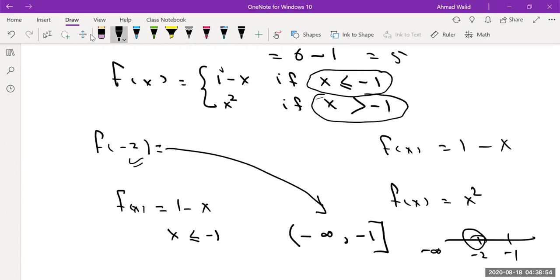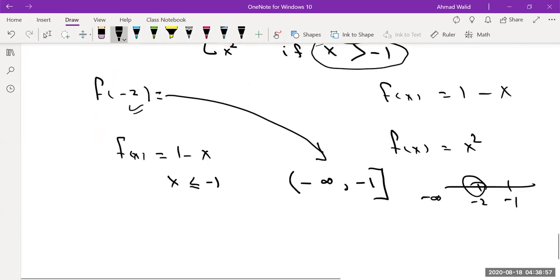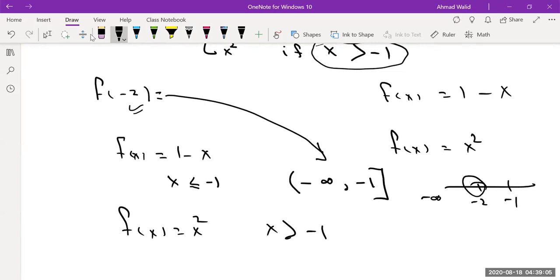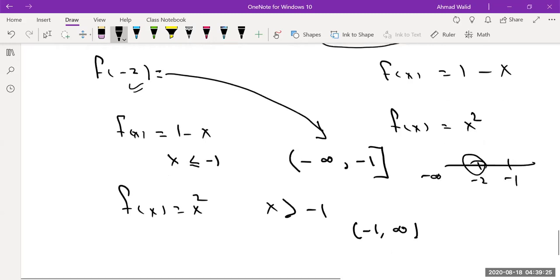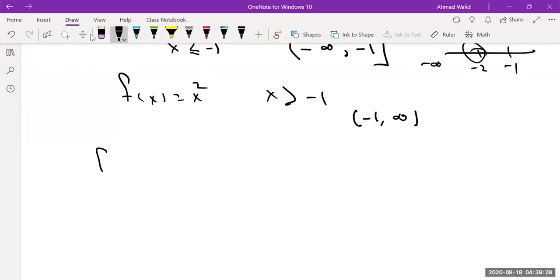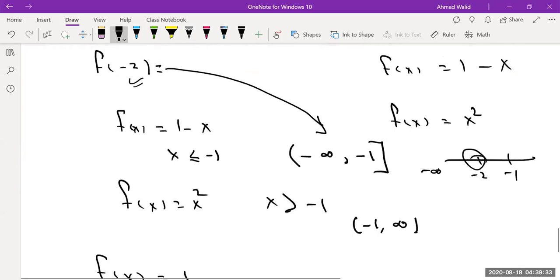But before that, check the other function also. Is -2 in the domain of the second function, f of x equals x squared? The domain is x greater than -1, correct? It means from -1 to infinity, right? Greater than -1. -1 is here, -2 is here. No. Then don't plug -2 into the second function. To evaluate f of -2, I will copy my first function, f of x equals 1 minus x.